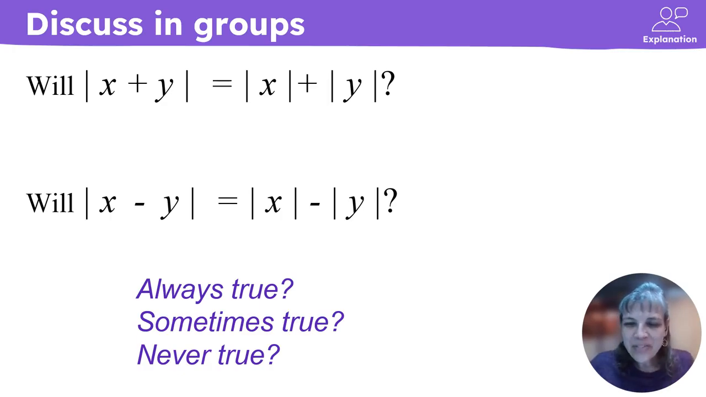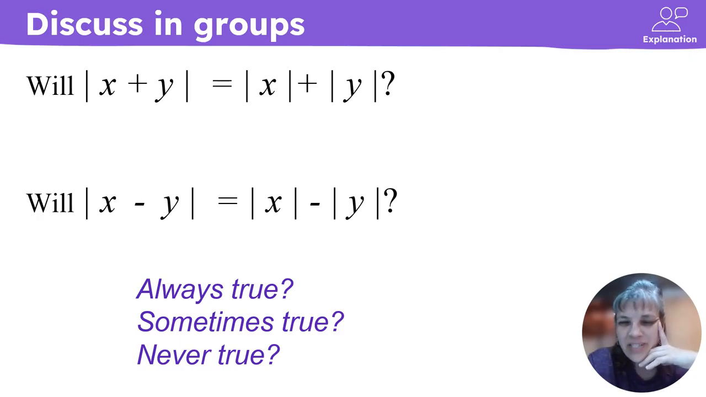All right, now what I want you to do is, again, pause the video and make some groups of two or three. I want you to discuss these two questions. If I have two things added together inside of a modulus, is that equal to the one thing in a modulus plus the other thing in a modulus? And if I have two things subtracted from each other inside of a modulus, is that equal to the one thing in a modulus minus the other thing in a modulus?